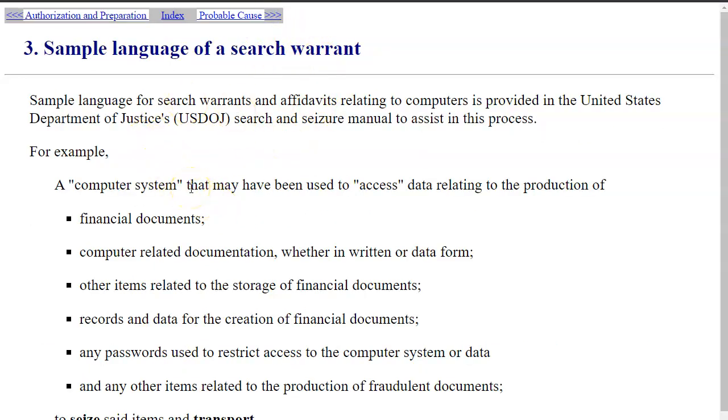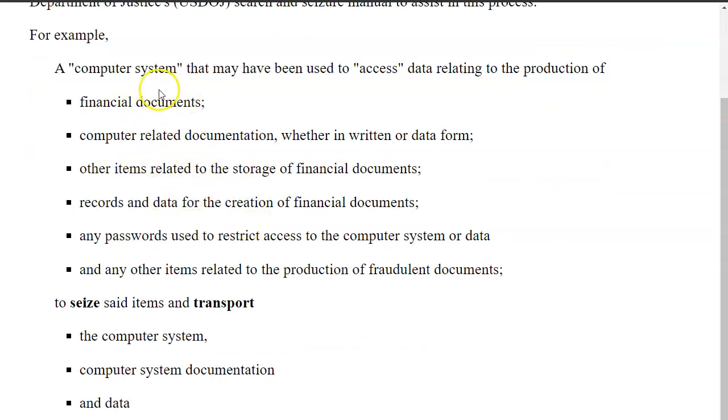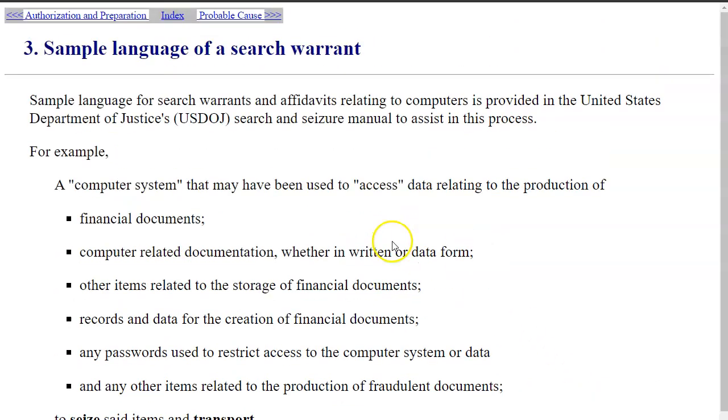And on this page we have a sample language of a search warrant that is very specific to a computer system that could be used for certain access or other actions in order to produce information or search for information or communicate with someone. So it's very, very specific, and it lists the probable findings that you're expected to find in that computer system. And you are looking for authorization to seize and transport the computer system and other devices, as well as computer documentation and data that everything contains, to a specific location for your forensic examination. So this is basically the content and the essence of the search warrant that you're looking for.